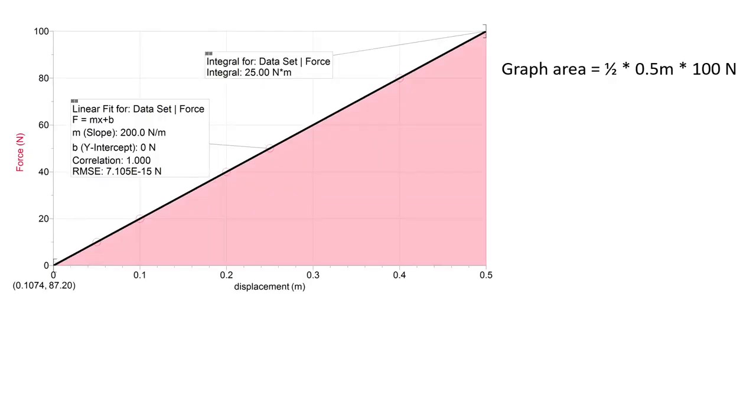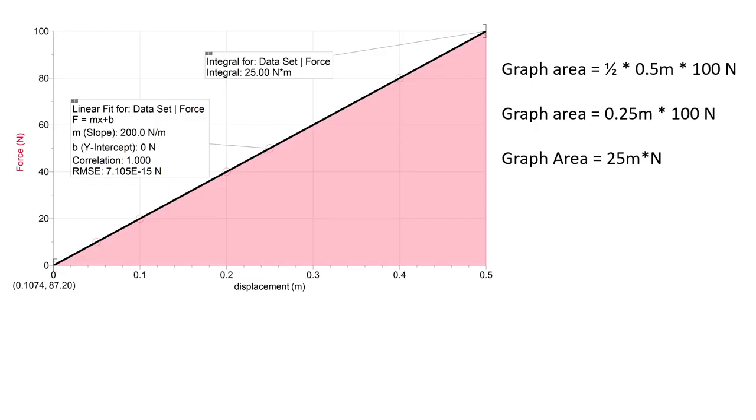So that graph area has now been shaded in the same pink color. And we see this is 1/2 times 0.5 meters by 100 newtons. That's the same as 0.25 meters by 100 newtons, or 25 meters times newtons. In the call-out box right above the graph, you can see that that's given as 25 newtons times meters. And those numbers are equivalent. Meters times newtons is the same thing as newtons times meters.